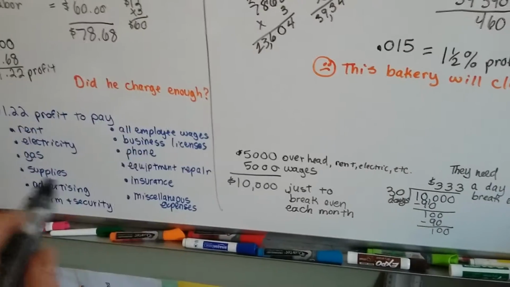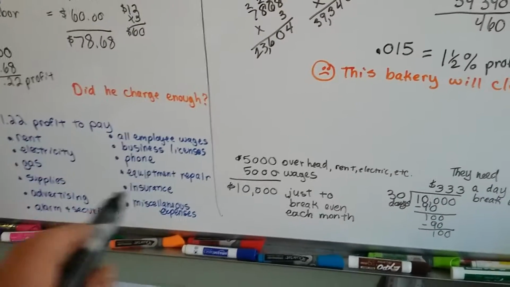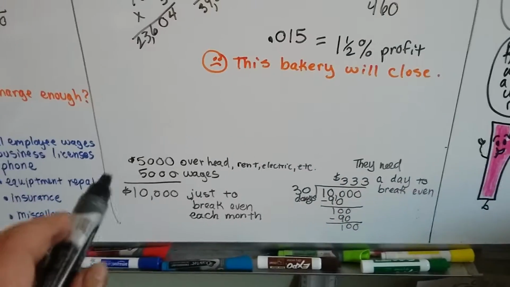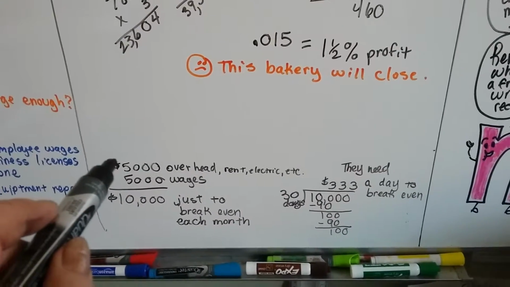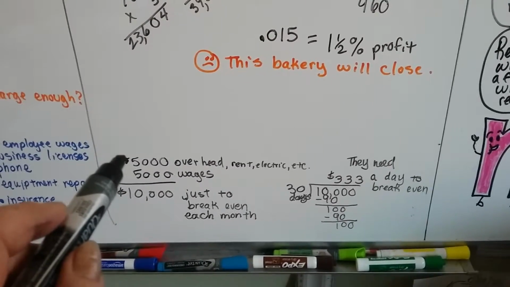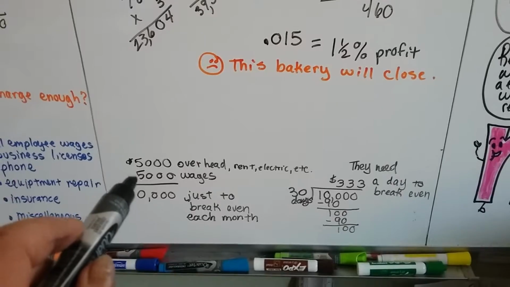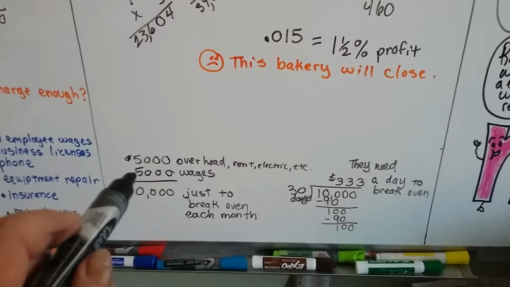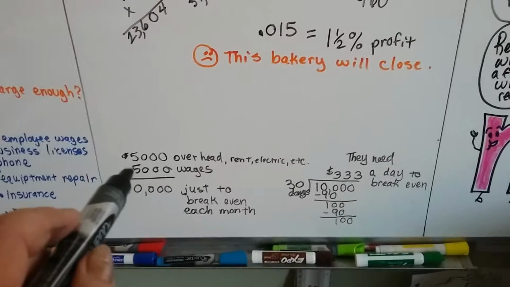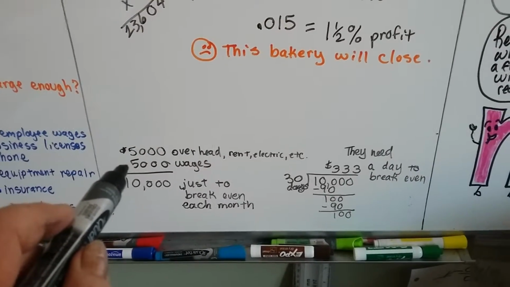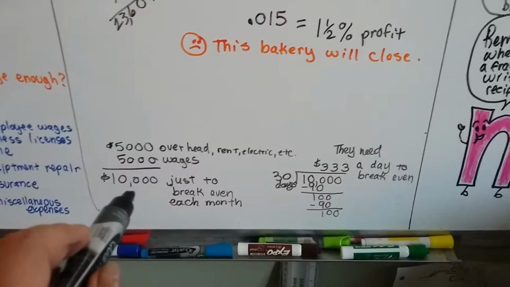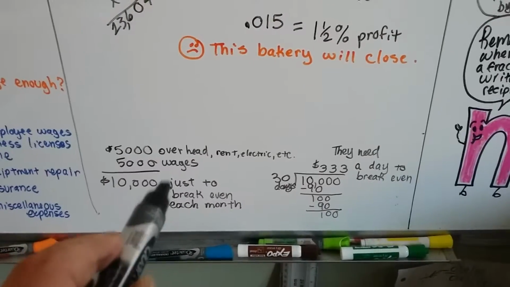If you added all of these up, let's say his rent was $2,000 a month for his storefront, and you added up all of his expenses, he probably has about $5,000 for rent, electric, phone, licensing, insurance, and everything, and supplies. And then he has to pay his employees' wages. If he has 2 people helping him bake and a cashier, and himself, it's probably going to be about $5,000 a month in wages, and that's not very high wages, is it? But that would be $10,000 a month just to break even.